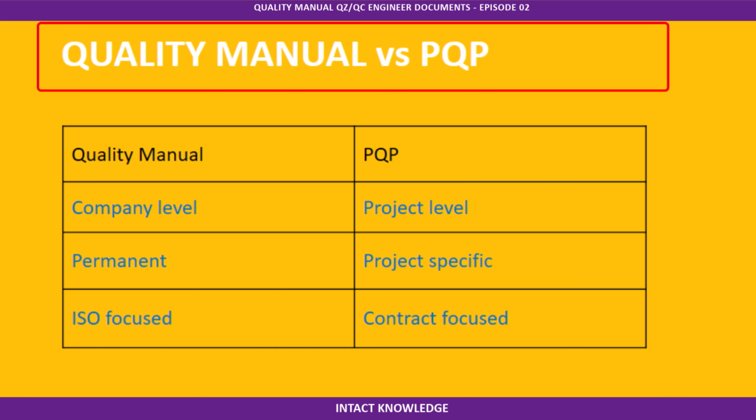Quality manual versus PQP. The difference between these two is shown in the table on screen: quality manual, project quality plan. This is a very common interview question. Quality manual is company level, while PQP is project level.